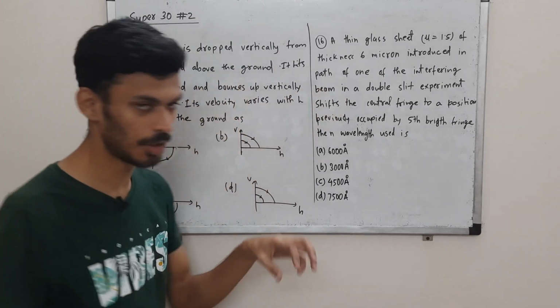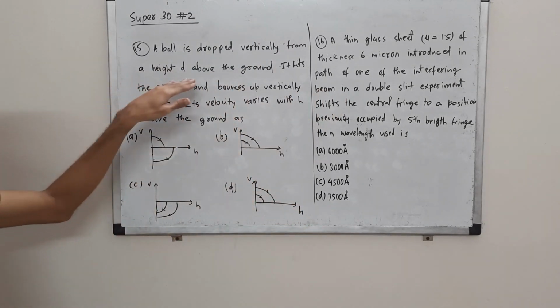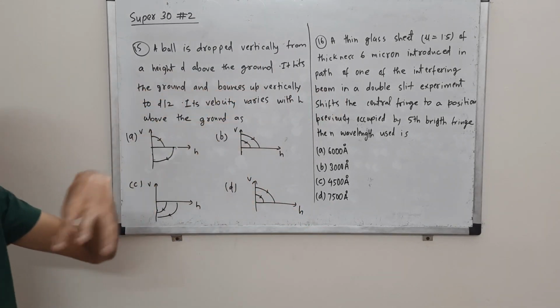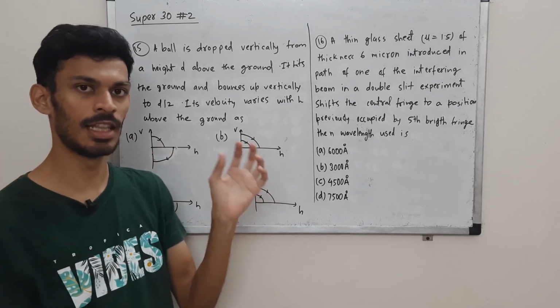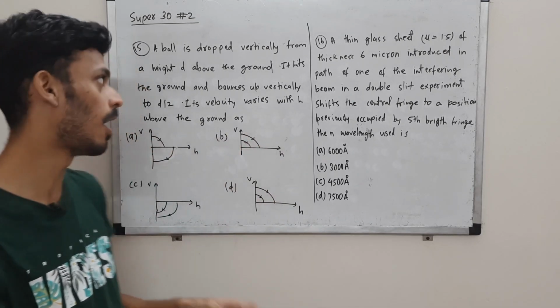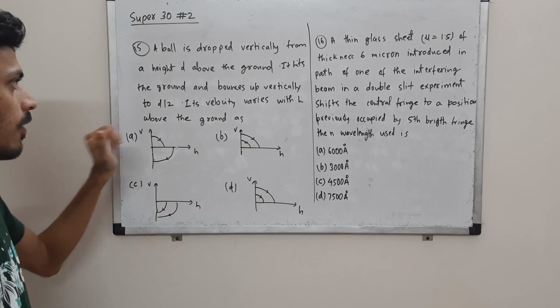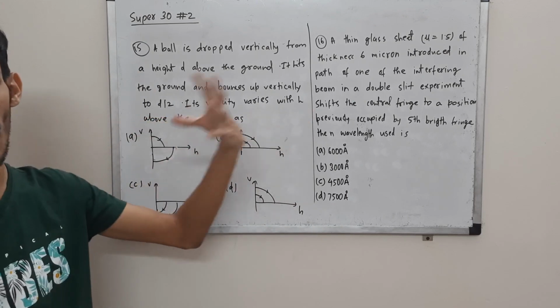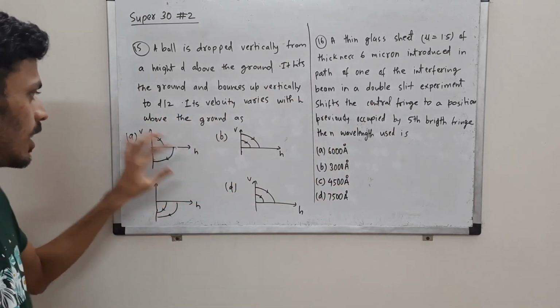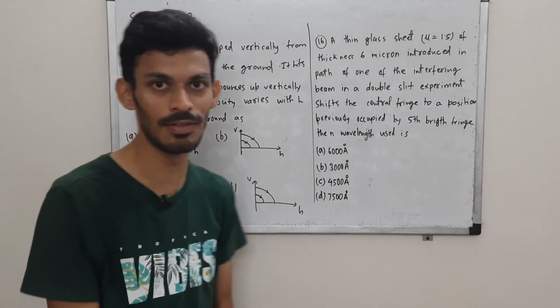Question 15, we are going to drop a ball vertically from a height d above the ground. If it hits the ground and then loses some energy such that it bounces back to half the height, d by 2, the velocity varies with h. H is height above the ground. So the relation between v and h, the plot of v versus h.